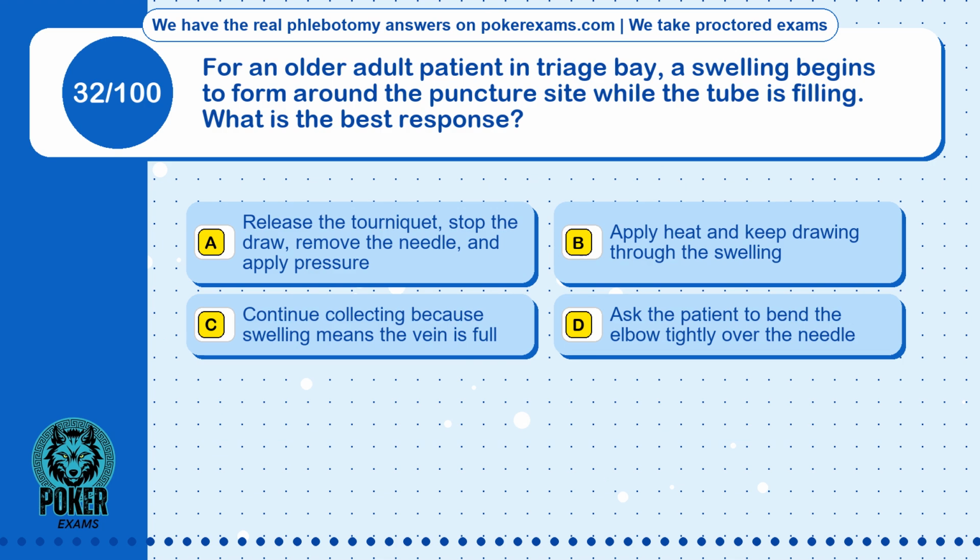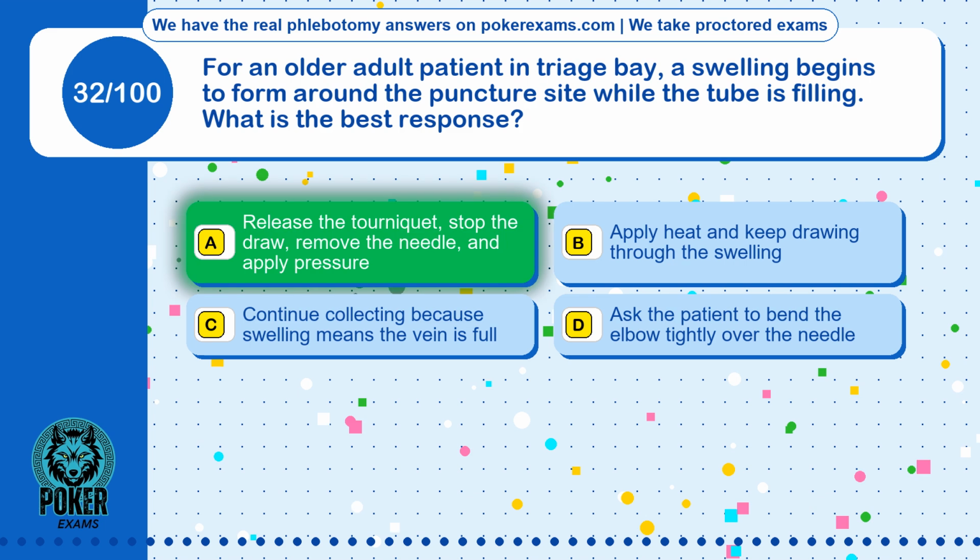Question 32. For an older adult patient in triage bay, a swelling begins to form around the puncture site while the tube is filling. What is the best response? Option A. Release the tourniquet, stop the draw, remove the needle, and apply pressure. Option B. Apply heat and keep drawing through the swelling. Option C. Continue collecting because swelling means the vein is full. Option D. Ask the patient to bend the elbow tightly over the needle.